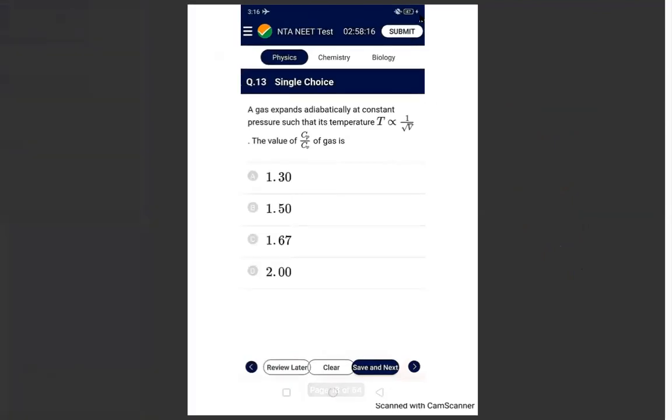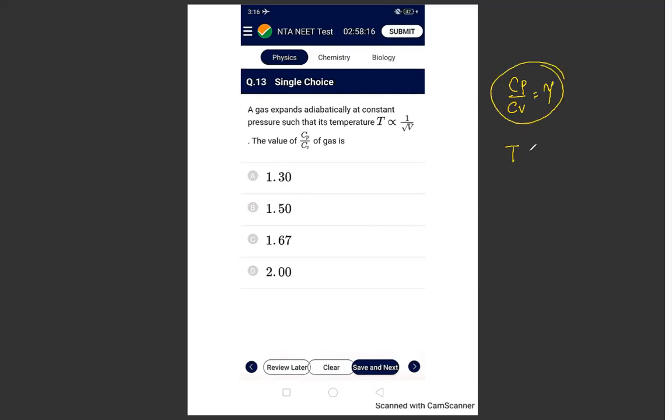Question number 13 is given that a gas is expanding adiabatically at a constant pressure, such that its temperature is directly proportional to 1 by root V, right? T is proportional to this much. So if I'm going to summarize these things, what is Cp by Cv? Cp by Cv is equal to gamma. In fact, we need to find out the gamma value of it.